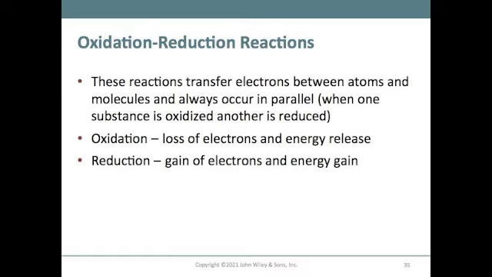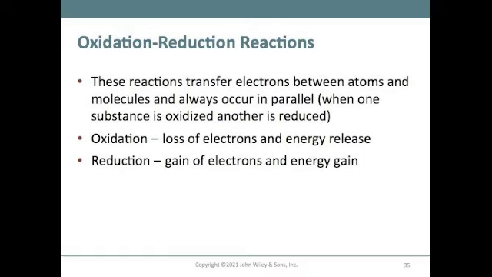Oxidation refers to the loss of electrons. In the process, the oxidized substance releases energy. And reduction refers to the gain of electrons, and in this process, the reduced substance gains energy. And one way to remember this easily is the acronym OIL-RIG. Oxidation is a loss, reduction is a gain.